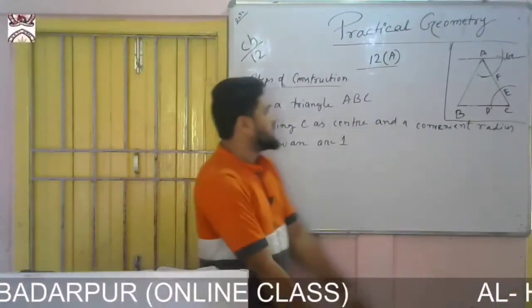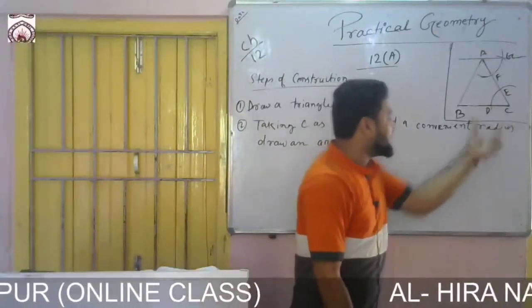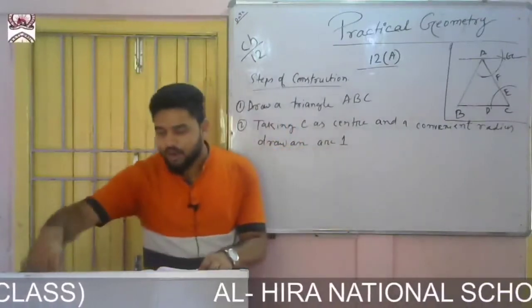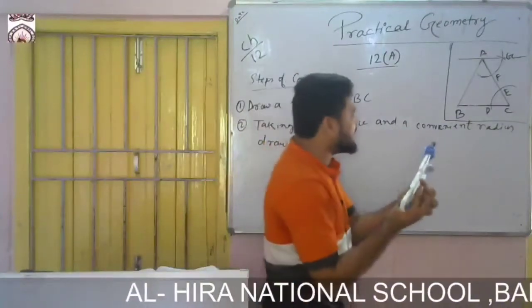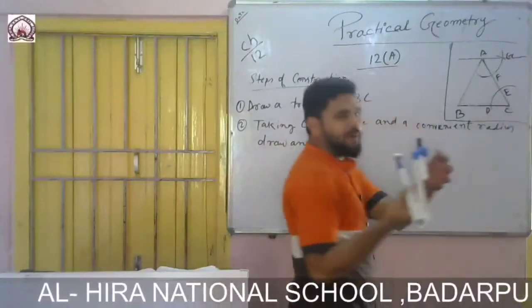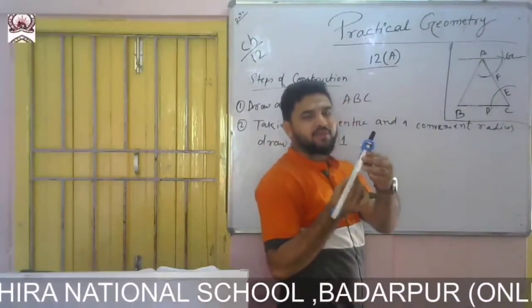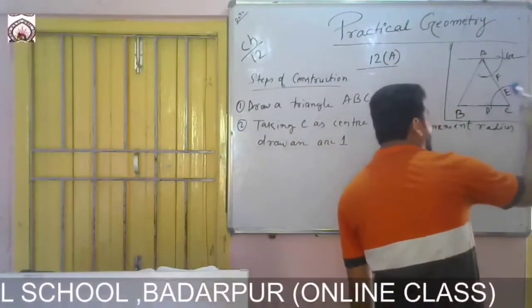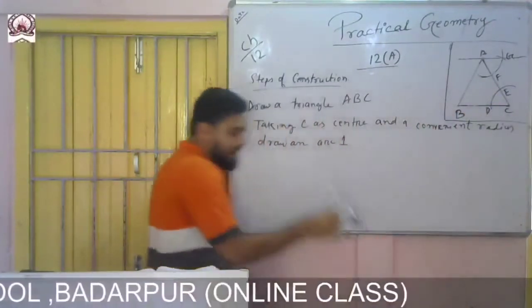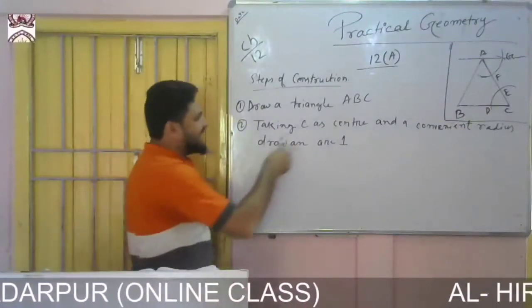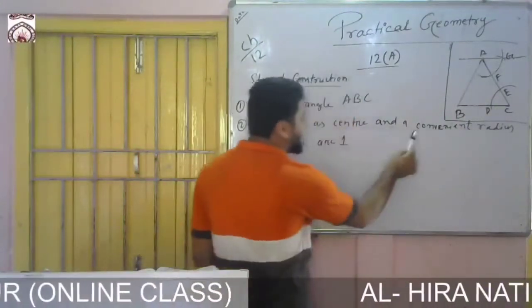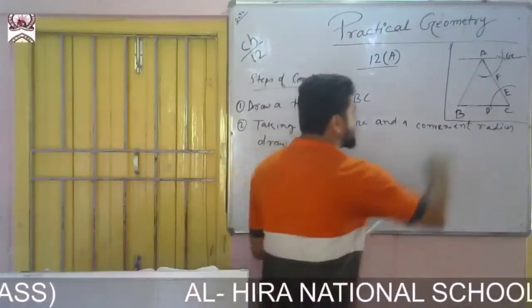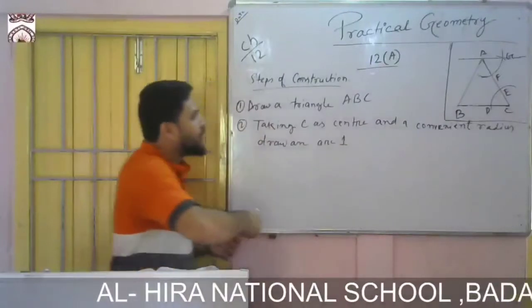That means first you draw a triangle ABC, taking C as center with the compass and a convenient radius, that means an adjustable radius. Then placing at C, you cut it. Taking C as center and a convenient radius, draw an arc 1.